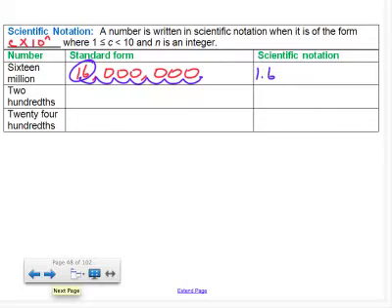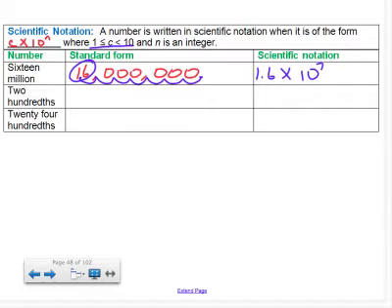When I do that, this number becomes 1.6. Again, c has got to be between 1 and 10, and 1.6 is definitely between 1 and 10. Times 10, and now just count how many decimal places you moved it. I moved it to the left, 1, 2, 3, 4, 5, 6, 7. So that's times 10 to the positive 7. If your number is a large number, you're going to end up with a positive exponent. If it's a small number, i.e. less than 1, then you're going to end up with a negative exponent.